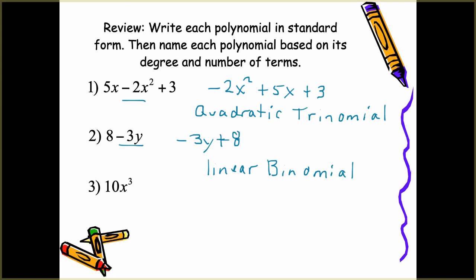We have 1 term. It's already in standard form. It has a degree of 3, and we have a special name for that, which is cubic. Remember, the degree always comes first, so cubic monomial. So that is a refresher on how we name our polynomials based on their degree and their number of terms.